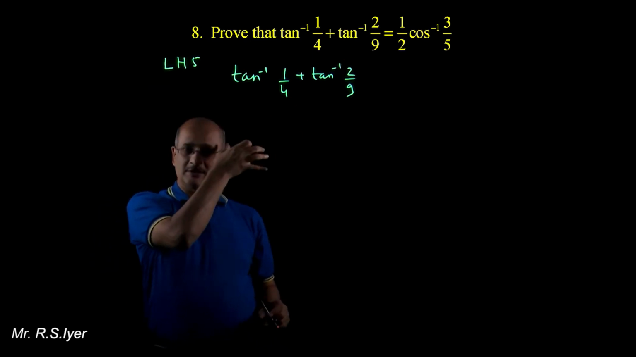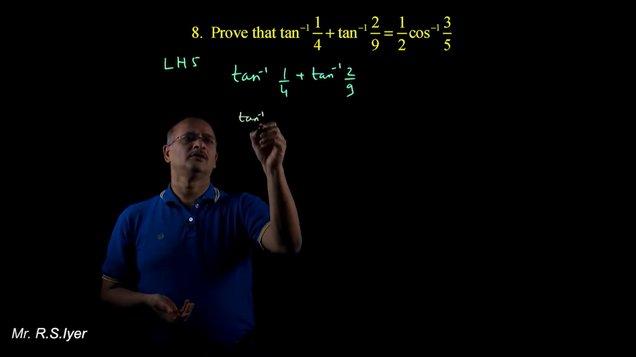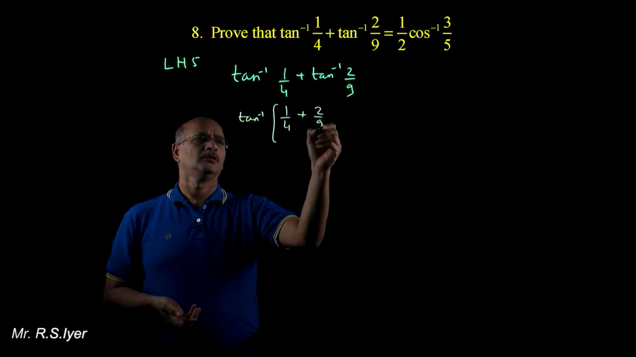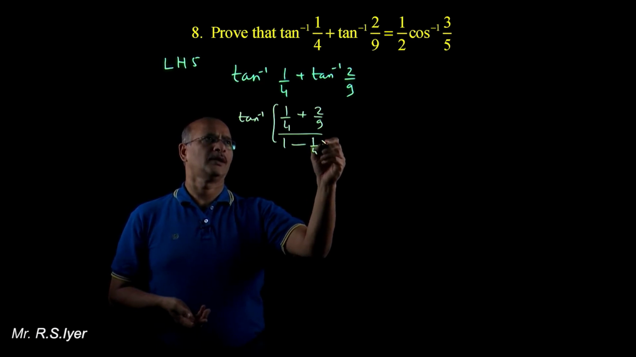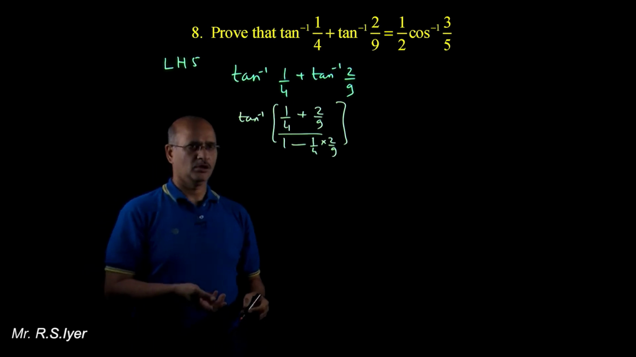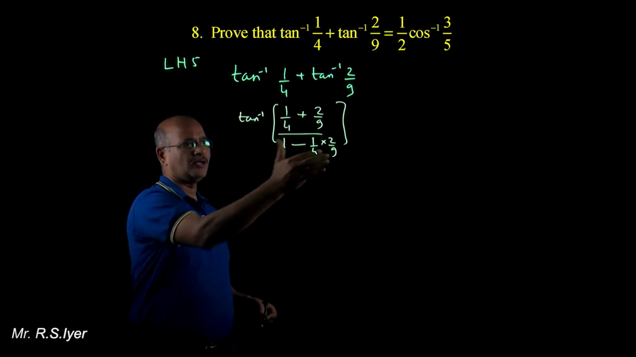Tan inverse x plus tan inverse y, everybody knows what we do. We write tan inverse of x plus y upon 1 minus xy. So this formula is already displayed on the board. You can have a look. So tan inverse x plus tan inverse y is tan inverse of x plus y upon 1 minus xy.